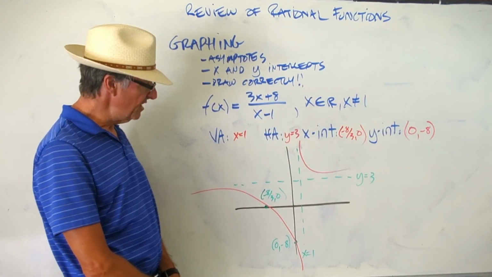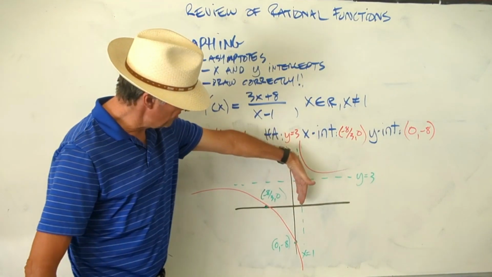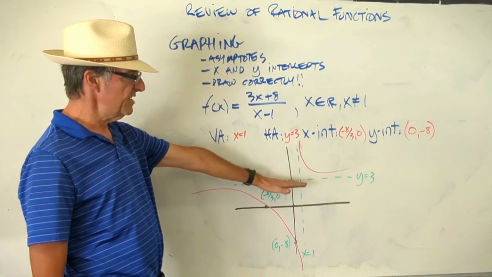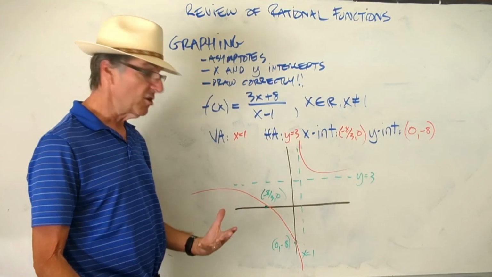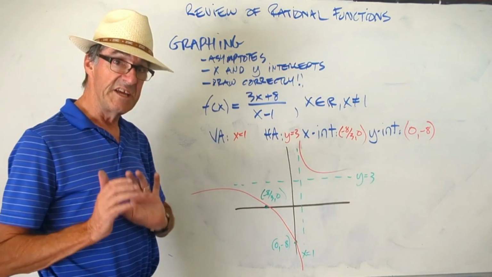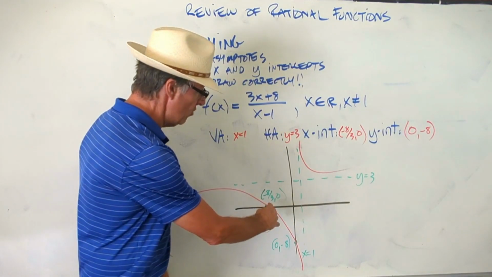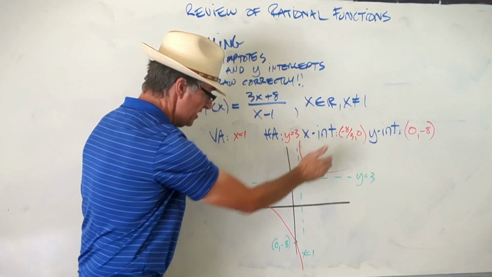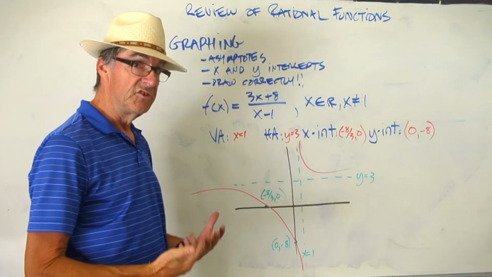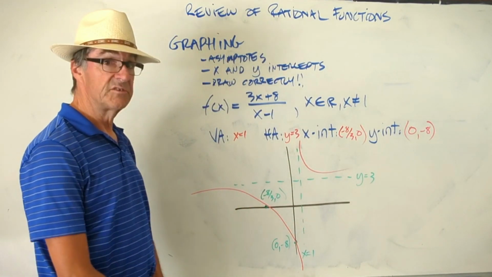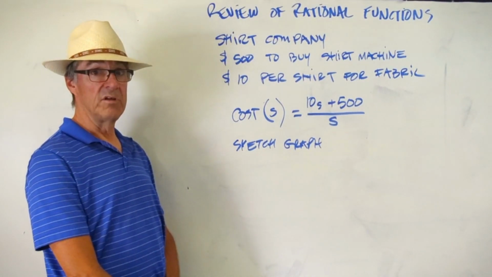All right, let's see how you did. Here's my vertical asymptote at x equals 1, a horizontal asymptote at y equals 3, and then I plotted my two intercepts, which told me where my curves lie. If you don't find intercepts, then you don't really know whether your curve is in quadrants 1 and 3 or whether it's more in quadrants 2 and 4. So you'll need to do that step. So there's my graph. One last example.